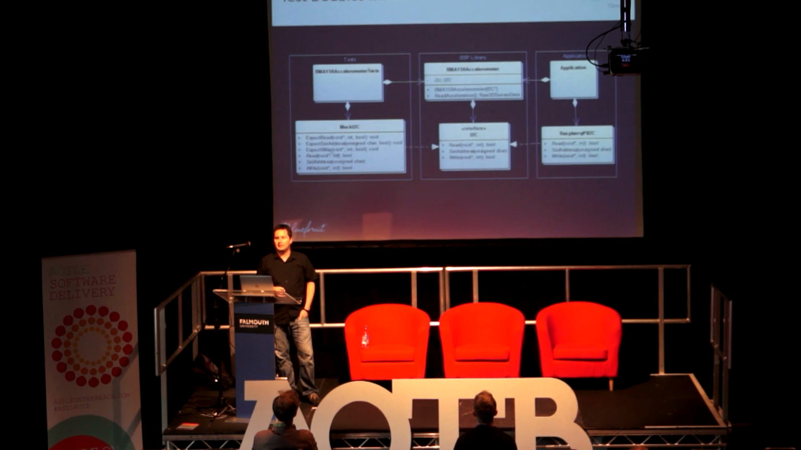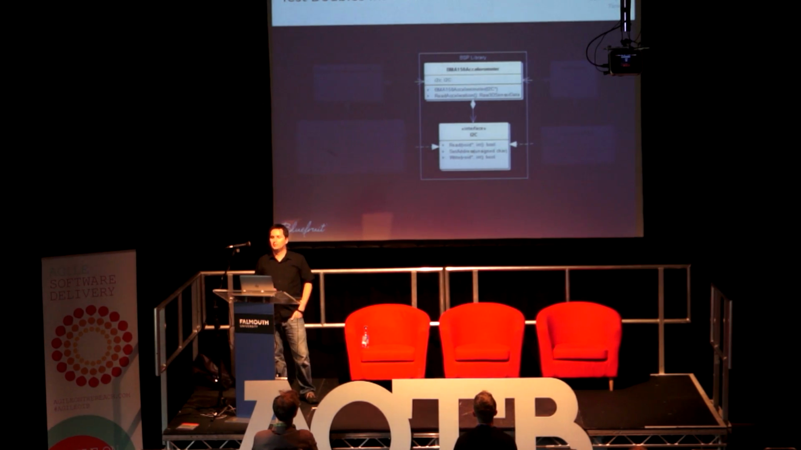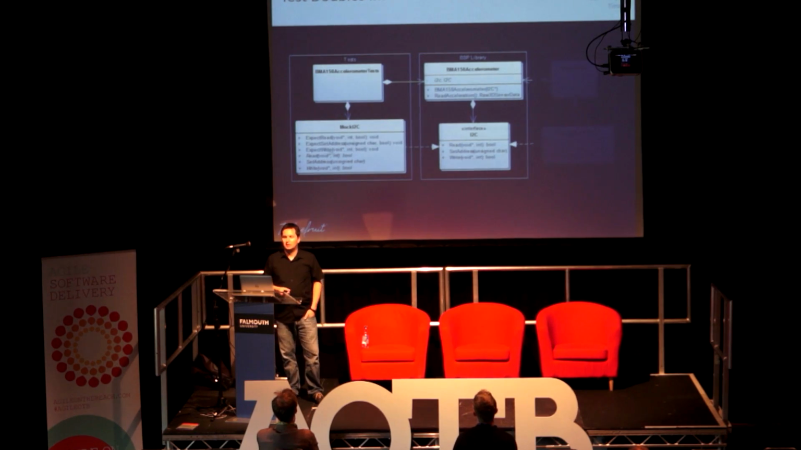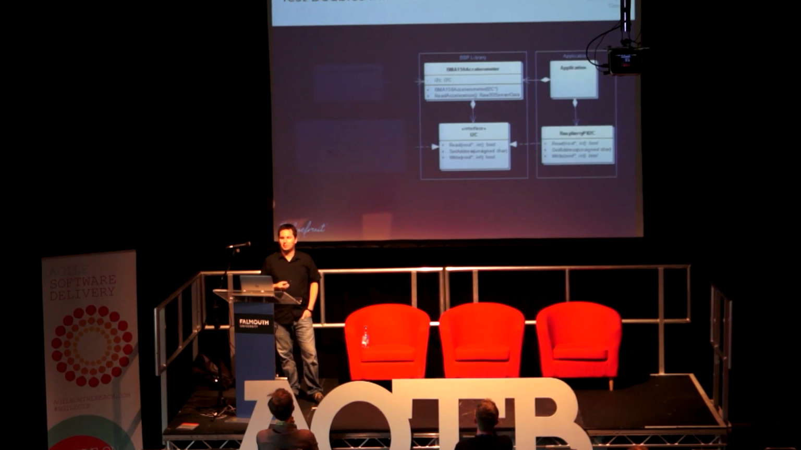So the code and tests were set up as follows. The system under test was the BMA 150 accelerometer driver, and it has one dependency, which is an I2C port. When I'm testing, I want to use a mock I2C in the tests. And when I'm building the final application, I want to use a Raspberry Pi I2C in the actual application code.